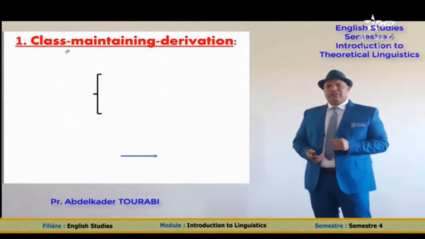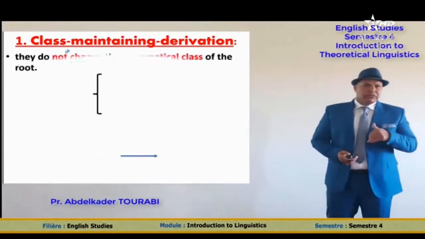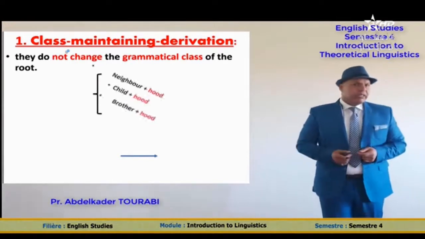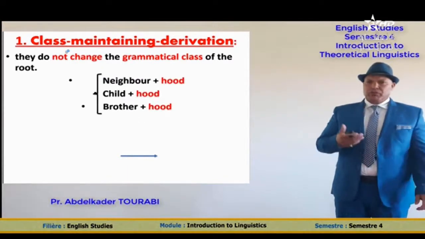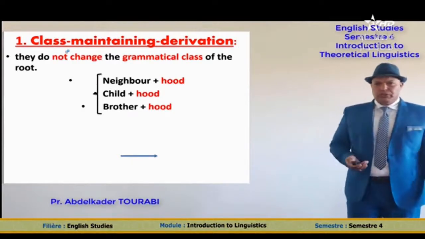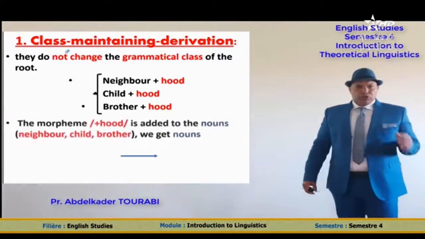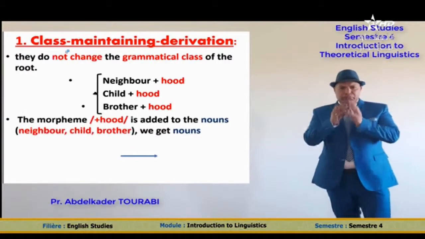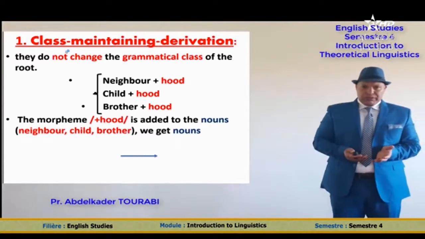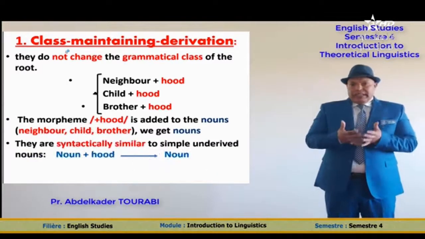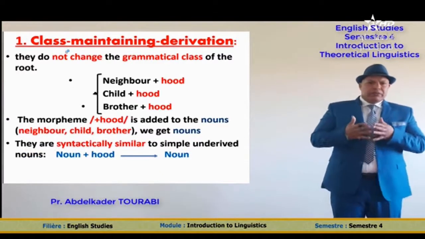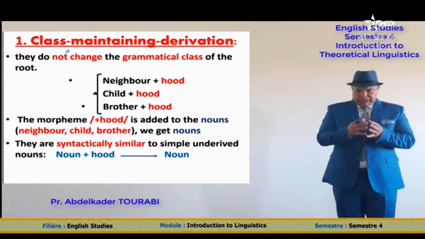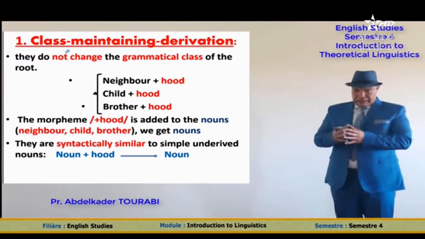How? Class-maintaining derivations don't change the grammatical class of the root. We take examples here. We have neighborhood, childhood, brotherhood. The morpheme hood is added to the nouns neighbor, child, brother. We get nouns. So, their syntax is similar to the same underived noun. For example, if we have neighbor, which is a noun, we add to it hood, we get another noun.